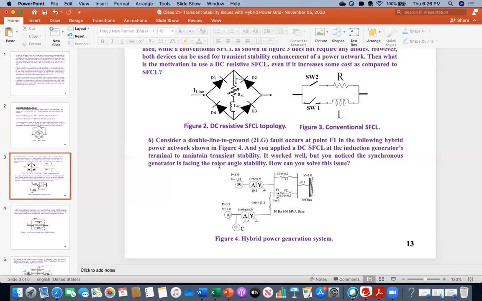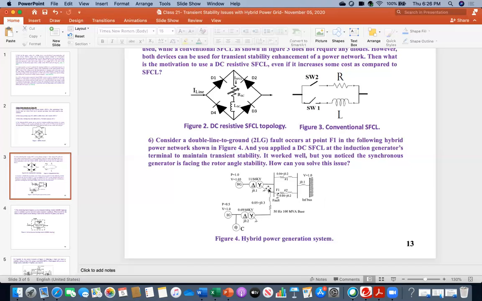The thing that we are explaining, what is the reason? The question was not why it is not stable. The question was, how can you solve the issue? So you can propose that I can put that PRBFCL here, for example, in parallel in addition to that DC.